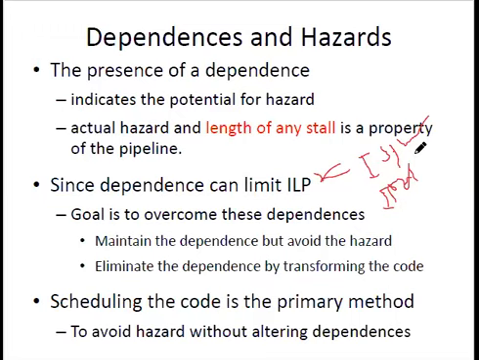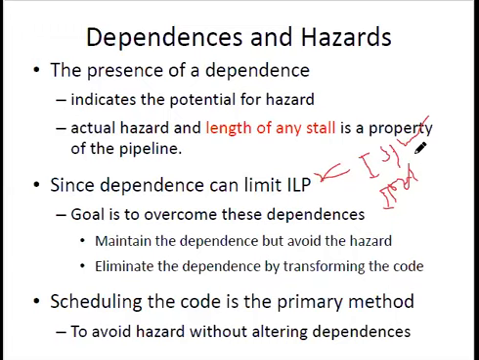So the goal is to overcome these dependencies, and there are various techniques to overcome them. We need to maintain the dependencies but avoid the hazards. Obviously, the value has to be updated, and only then can the second instruction be carried out. So we need to avoid the hazard but maintain the dependency, or eliminate the dependency by transforming the code.